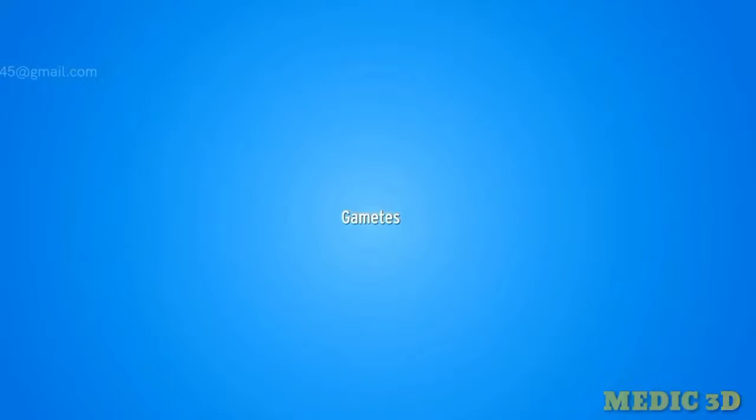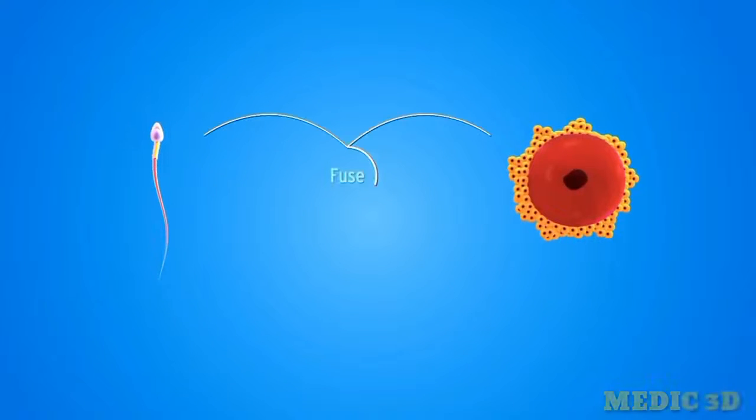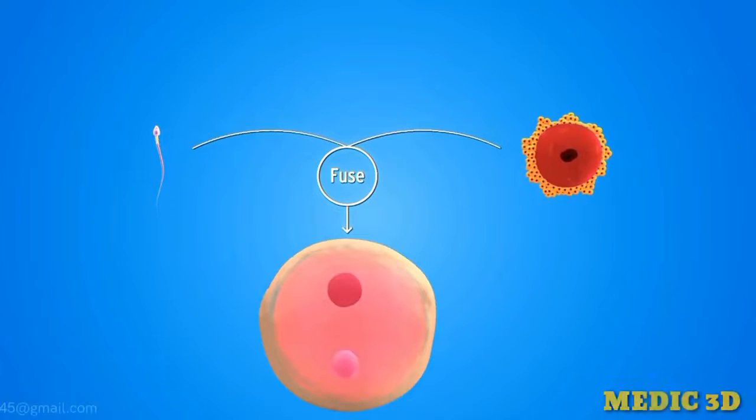Gametes are mature haploid germ cells or sex cells. Male gametes, that is sperm, or female germ cell, ovum, fuse with another mature haploid germ cell during fertilization to form a zygote.